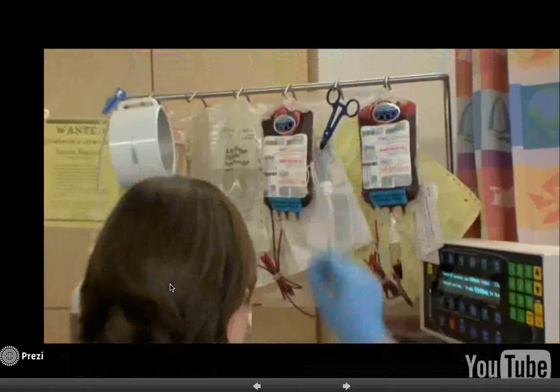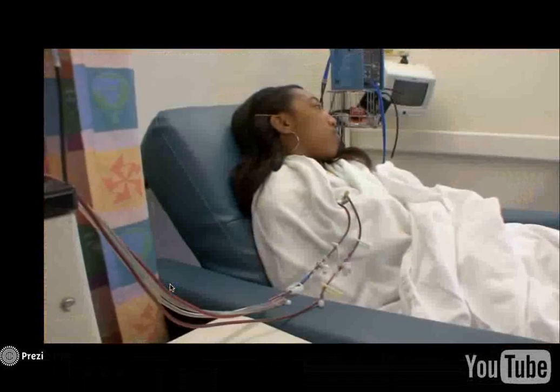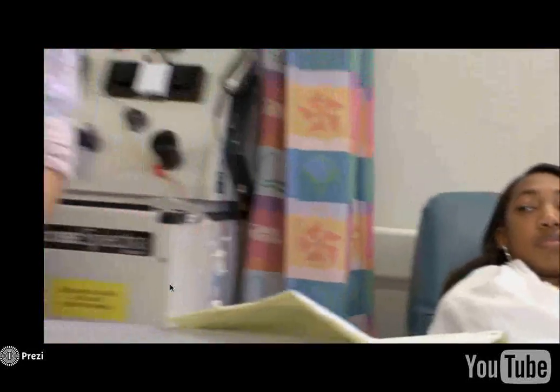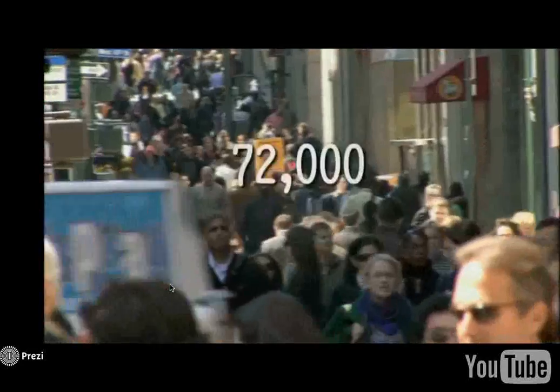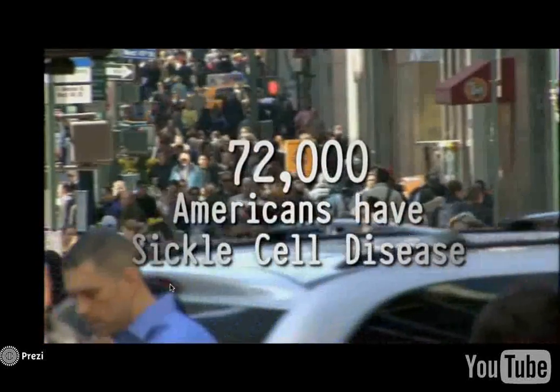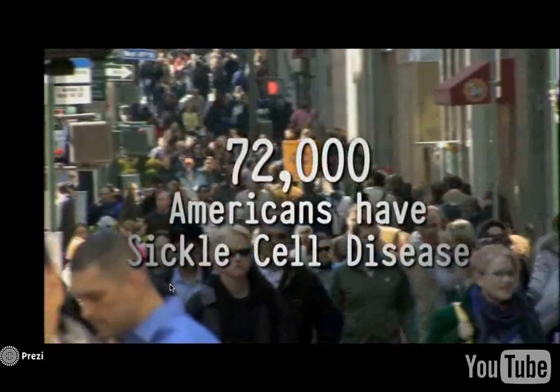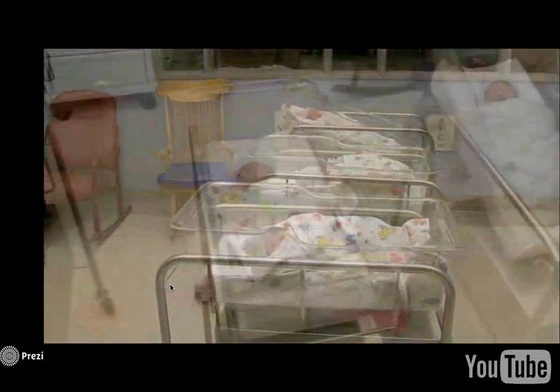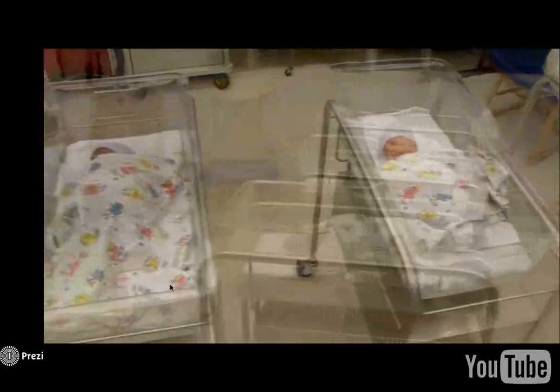To go outside and play, I would try to do that, then I come home and barely sleep and have to be back in the hospital. 17-year-old Alexandria Young of St. Louis, Missouri has sickle cell anemia, among 72,000 Americans with the disease. Among all Americans, approximately 1 in 1,500 to 1 in 2,000 newborns will be diagnosed with sickle cell disease.